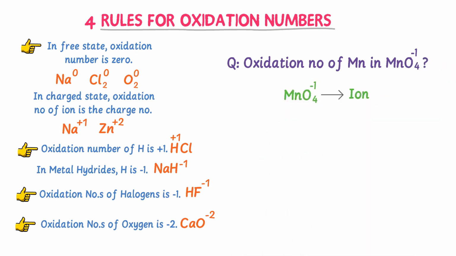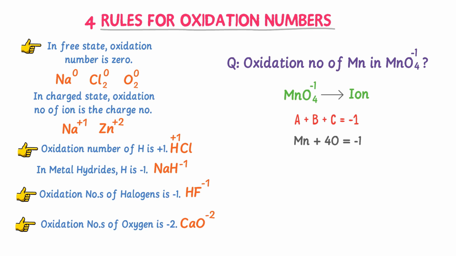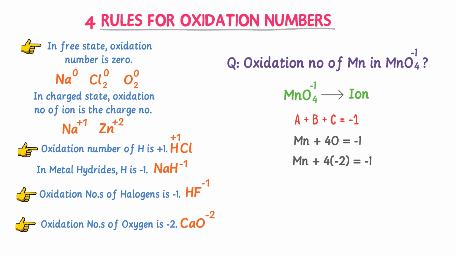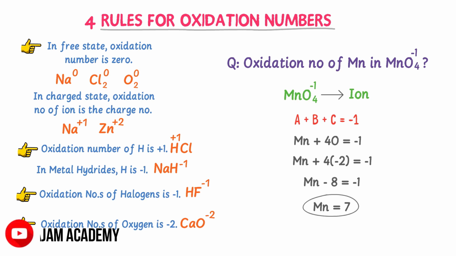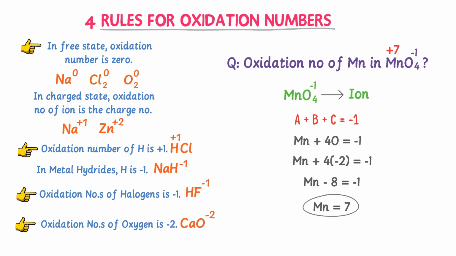Well, it is an ion. The overall charge is -1. So the sum of all the oxidation numbers must be equal to -1. I write Mn plus 4O is equal to -1. We know that the oxidation number of oxygen is -2. So Mn plus 4 into -2 is equal to -1. Or Mn minus 8 is equal to -1, or Mn is equal to +7. Thus, the oxidation state of manganese is +7 in this ion.